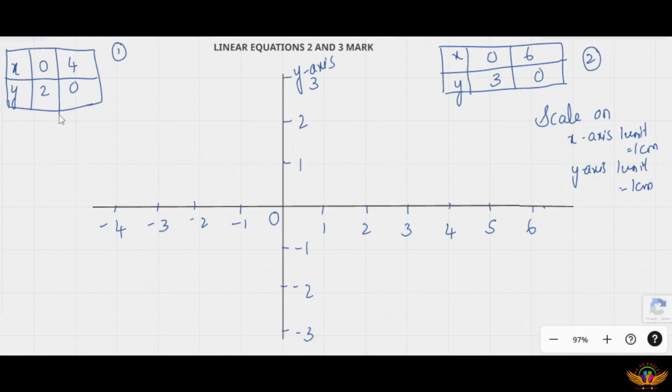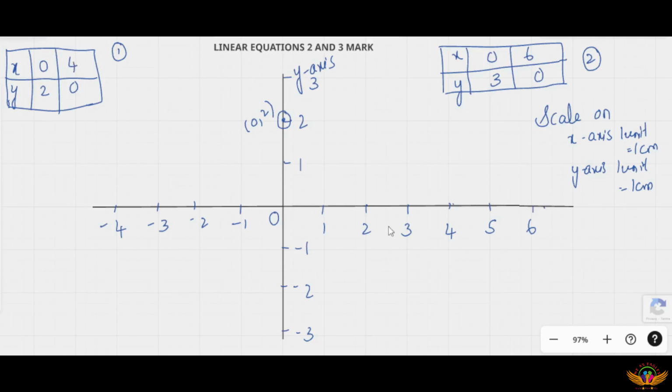If x value is 0, y value is how much? 2. So this is my point. 0, comma 2 is my point here. If x value is 4, y value is 0. Sorry, am I right? See, I'm putting it only on the x-axis. That's wrong, right? I have to put it on the y-axis. If x value is 0, y value is 2. You have to look at the y-axis. This is 2. X is 0, y is 2. So this is the point 0, comma 2.